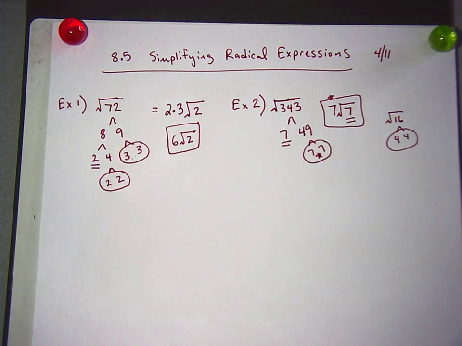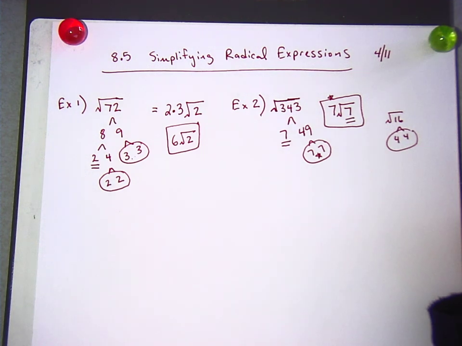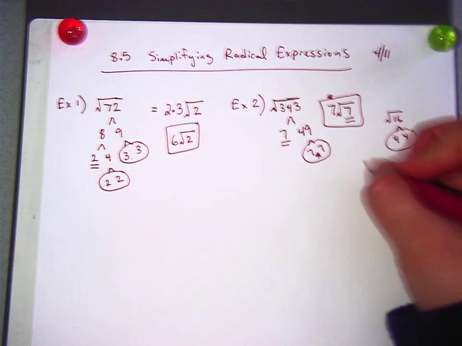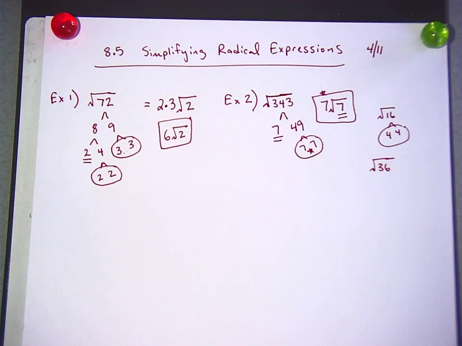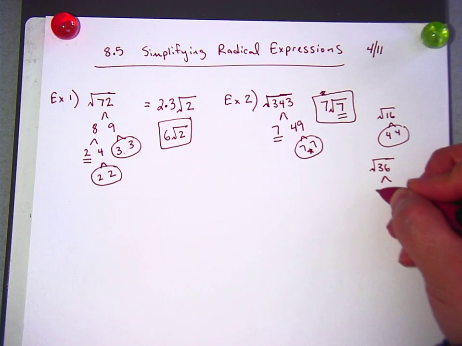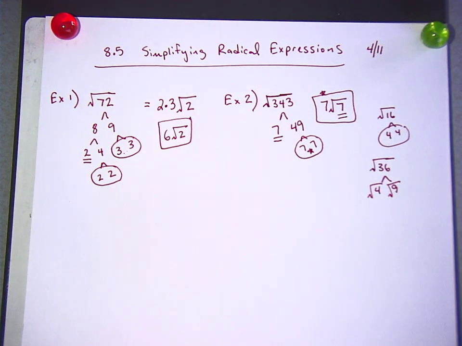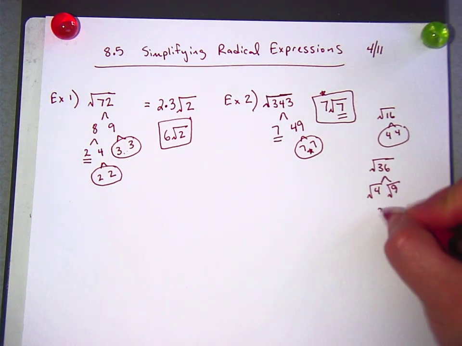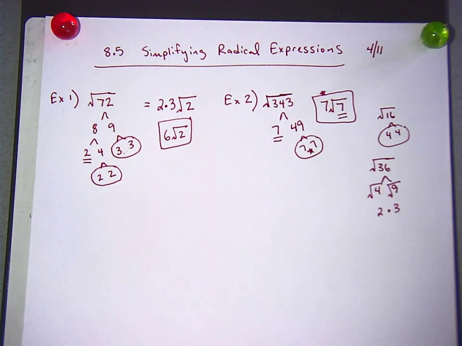So let's do this. How about if I had the square root of 36? 6 times 6, right? But instead of doing it that way, let's imagine that I did it this way. If I did 4 and 9, well, that's the square root of 4 times the square root of 9. What's the square root of 4? 2. And what's the square root of 9? 3. And 3 times 2 is 6.